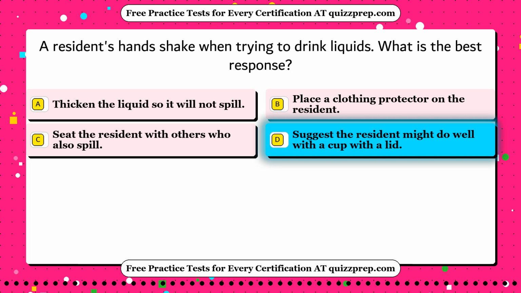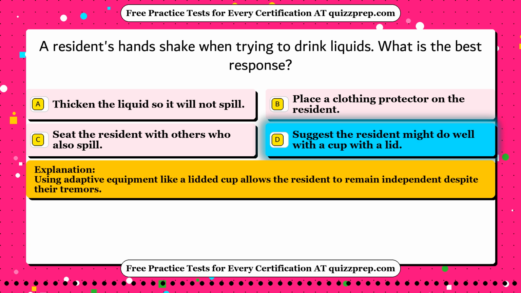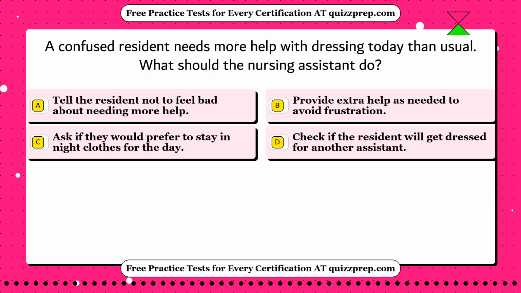The correct answer is option D. Suggest the resident might do well with a cup with a lid. Using adaptive equipment like a lidded cup allows the resident to remain independent despite their tremors. Question 21. A confused resident needs more help with dressing today than usual. What should the nursing assistant do?